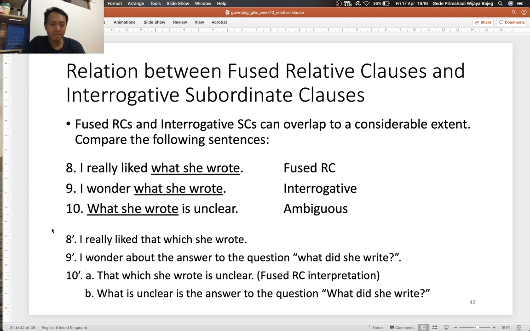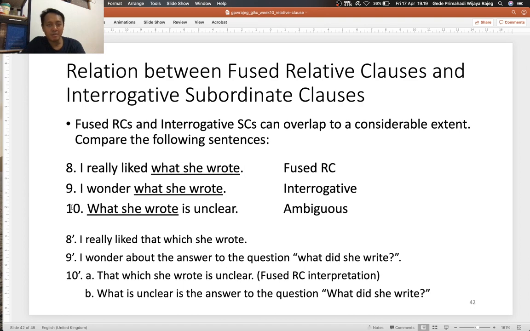In the fused one, number 8, you can have something like "I really like that which she wrote." But in the interrogative subordinate clause in 9, "what she wrote" actually refers to the question. The sentence as a whole, "I wonder what she wrote," indicates that I wonder about the answer to the question, what did she write?